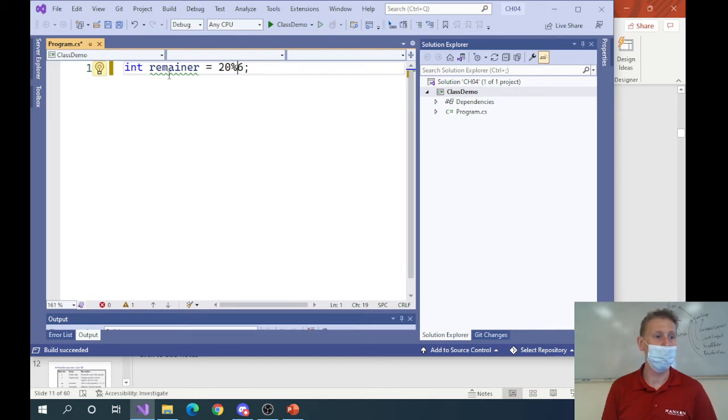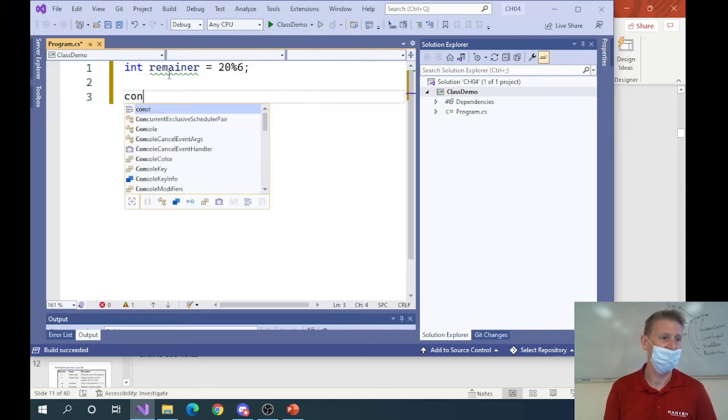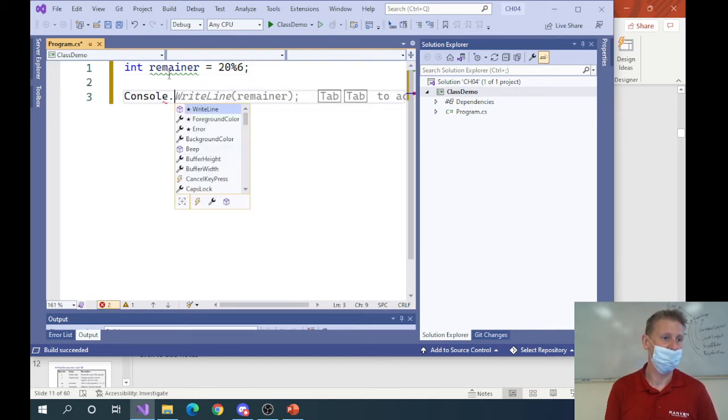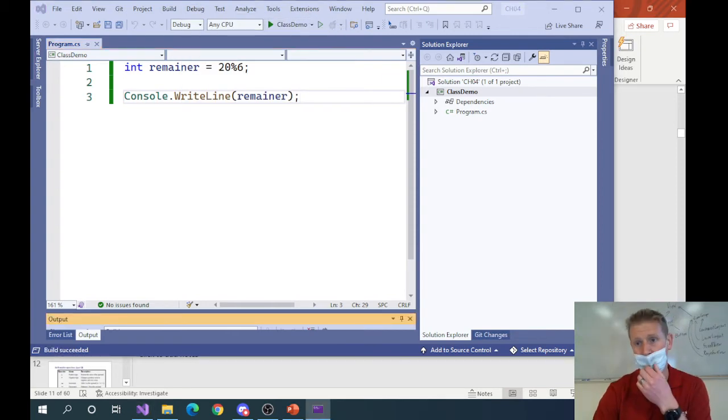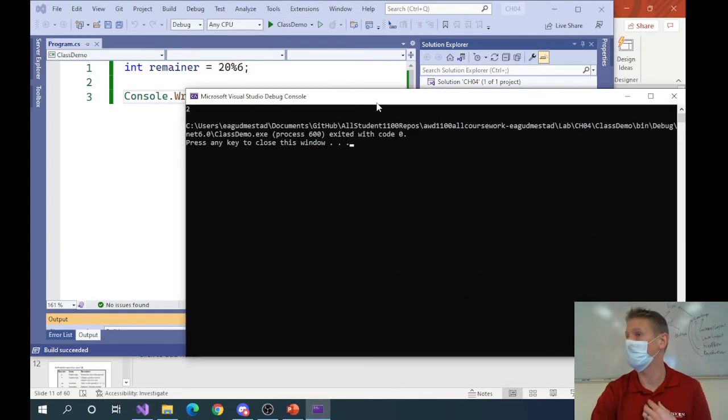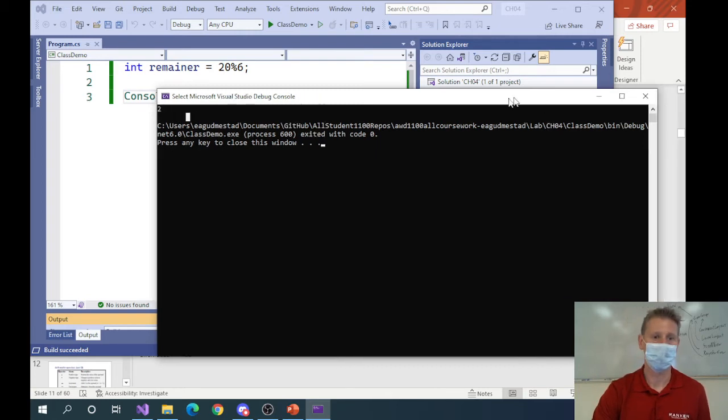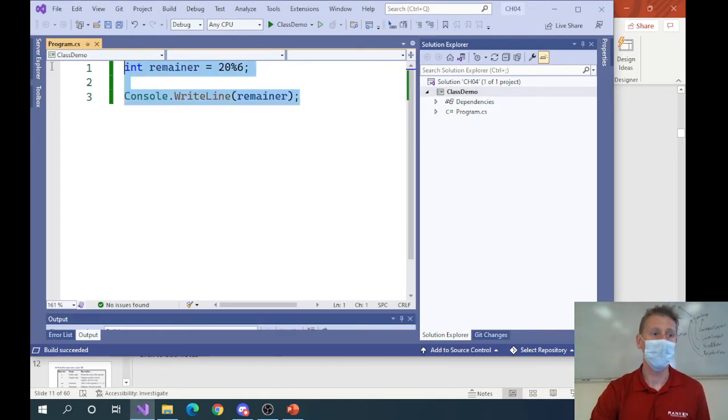If I do 20 modulus 6, Console.WriteLine remainder, what's my hotkey? Control F5. I just got the remainder here. So remember remainder, which is different than a decimal point, right? How many left over? So this can also be used to solve problems.